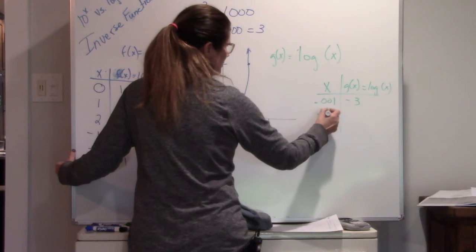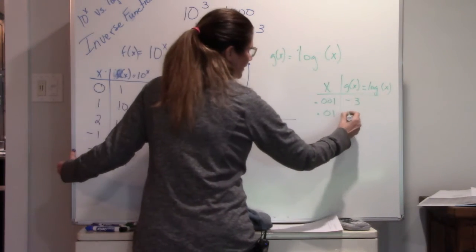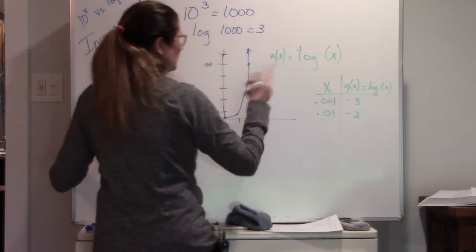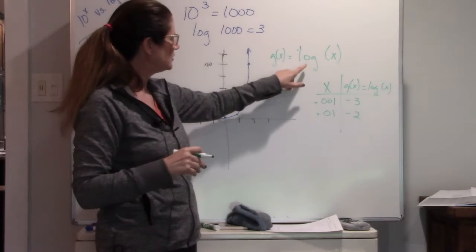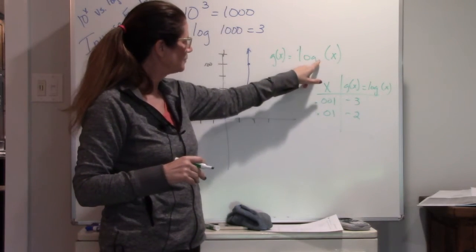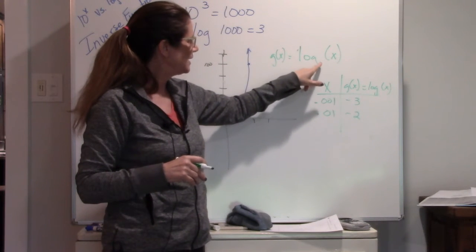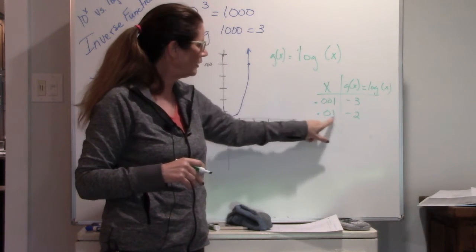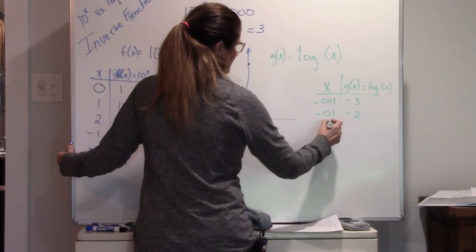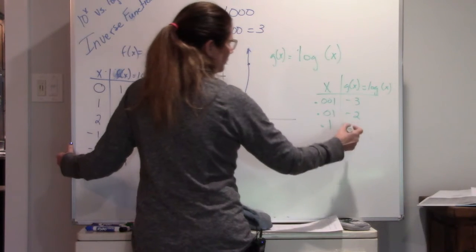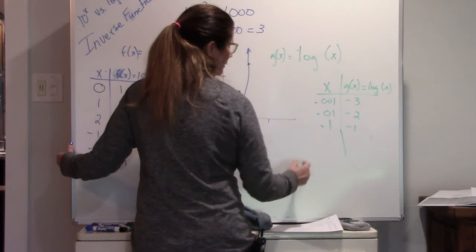If x was 0.01, the log of 0.01 is negative 2. So remember how you have to kind of turn it around in your head. This is saying 10 raised to the negative third power gives me 0.001. 10 raised to the negative 2 gives me 0.01. The log of 0.1 is negative 1. So 10 raised to the negative 1 gives me 0.1.